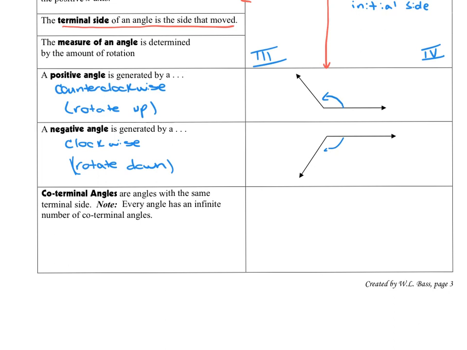Now, I said up above that they could rotate around and around and around, and that's true. Those additional rotations are going to create what we call coterminal angles, okay? And there's an infinite number of coterminal angles for any given angle. And we find those by adding or subtracting, depending on what you want to find. We're going to add or subtract full rotations, okay? That's how we're going to find these.